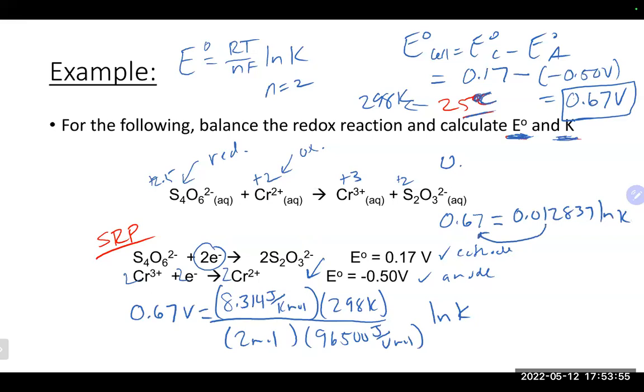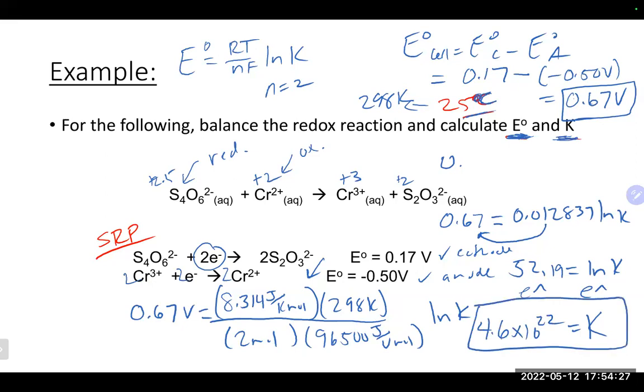I'm going to bring that to the other side and divide it. So 0.67 divided by that number gives me 52.19 equals the natural log of K. And do a little e to both sides there. That's finally going to give us a K here. Call it 4.6 times 10 to the 22, looks like. Questions on that one there?